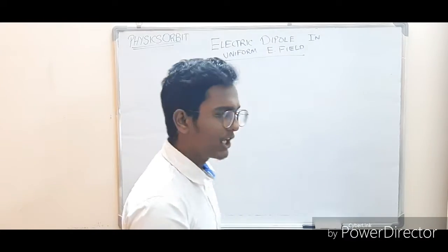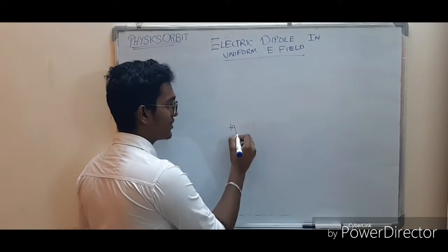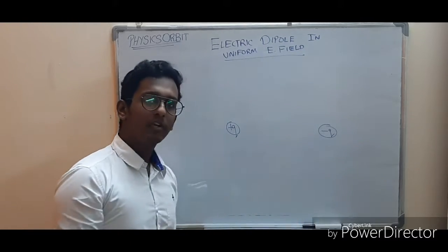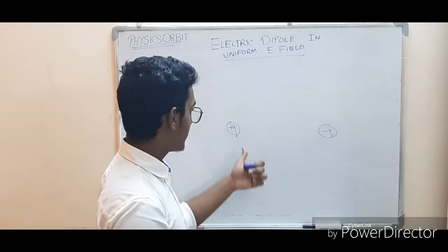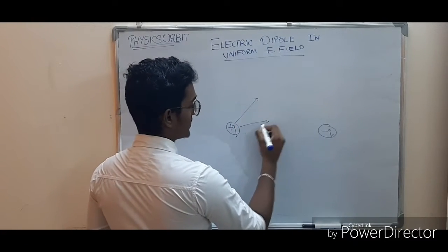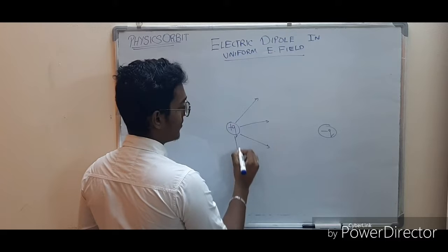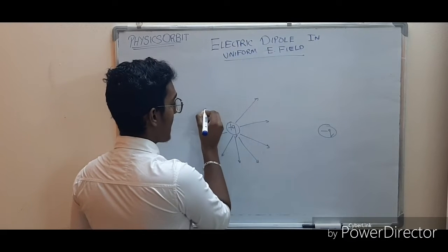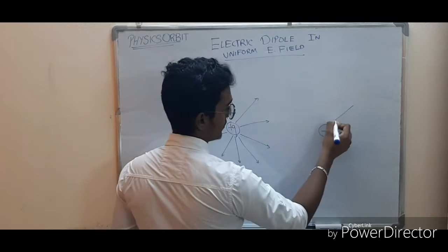If you use a small charge, be it a positive charge or a negative charge, the electric fields are going to be radially outward in this case and inward in this case. That is, electric fields are always radially outward for a positive unit and radially inward for a negative unit.